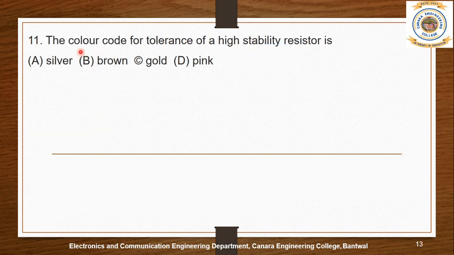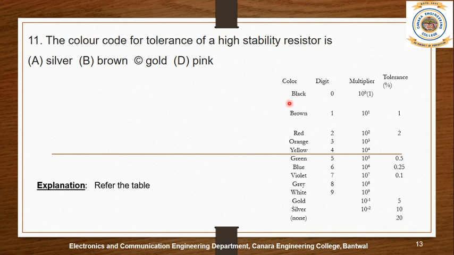Next, the color code for tolerance of high stability resistor is silver, brown, gold, or pink. For this we need to refer to the table. What is the table? This one. So this is the highest tolerance level. So option B is the correct answer, brown.